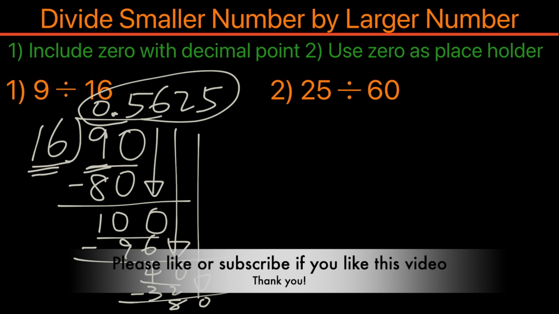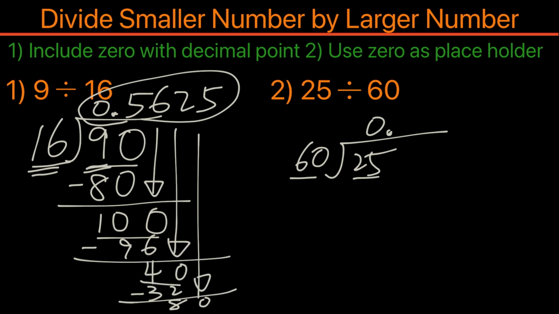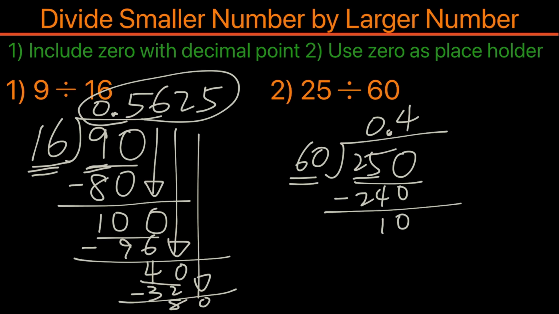Now for the second example, we have 25 divided by 60. Let's go ahead and write this out in division format. Since 25 is smaller than 60, 0 will go into it. Then we want to place a decimal point. Then we'll place a 0 behind the dividend of 25 and make it 250. Now we have 250 divided by 60, and 4 will go into that. 60 times 4 is 240. Subtracting 240 from 250, we have 10.